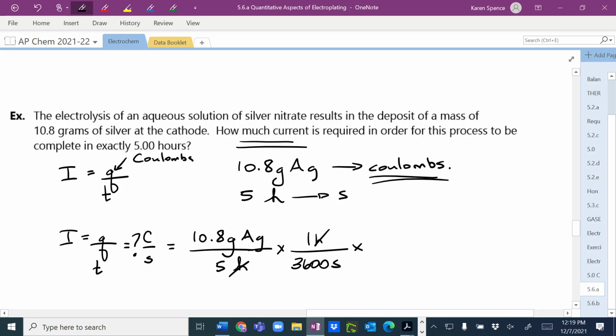Great, now I have grams per second. I'm partway there. What do I need to do next? Grams of silver, moles of silver. And 107.9. I know that's not the one in the AP book, but that's okay. It's going to be close enough because I only have 3 sig figs, so 4 sig figs should do me quite nicely. And I happen to know that one by heart. Oh, grams of Ag are gone.